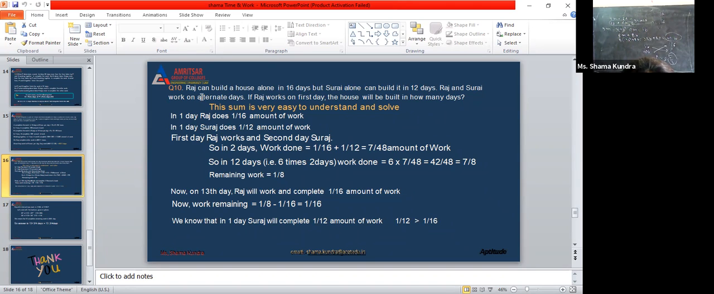You will get 7 by 48. How much would that be? That is nothing but 7 by 48. This much amount of work is done in 2 days. Now take a look over here.